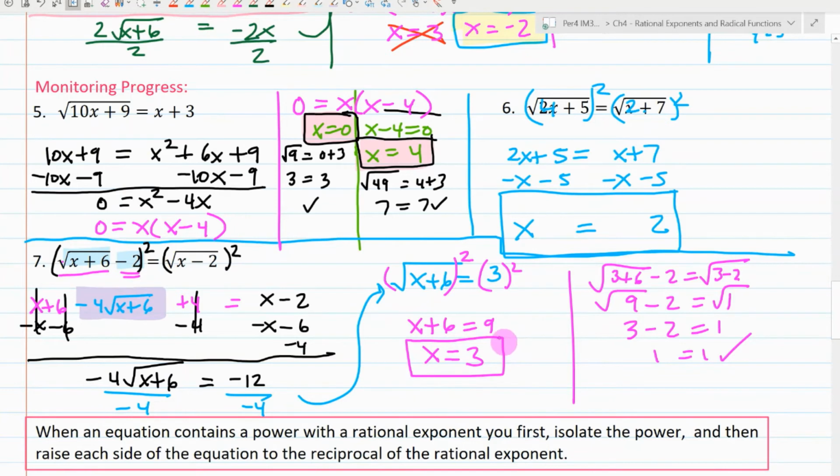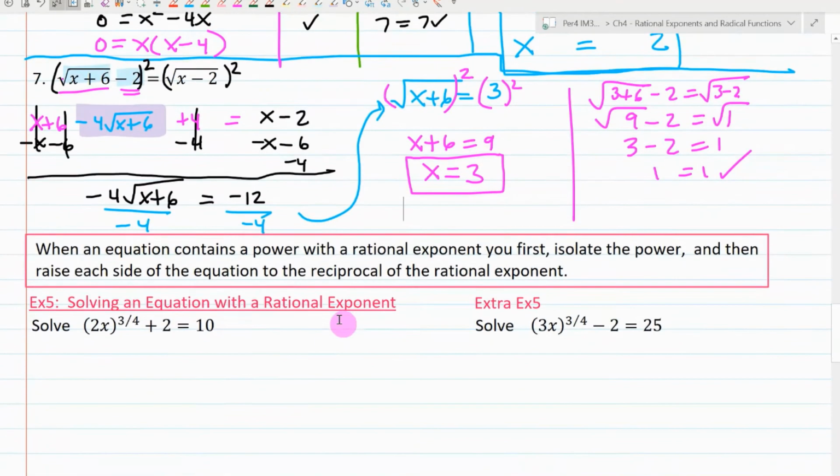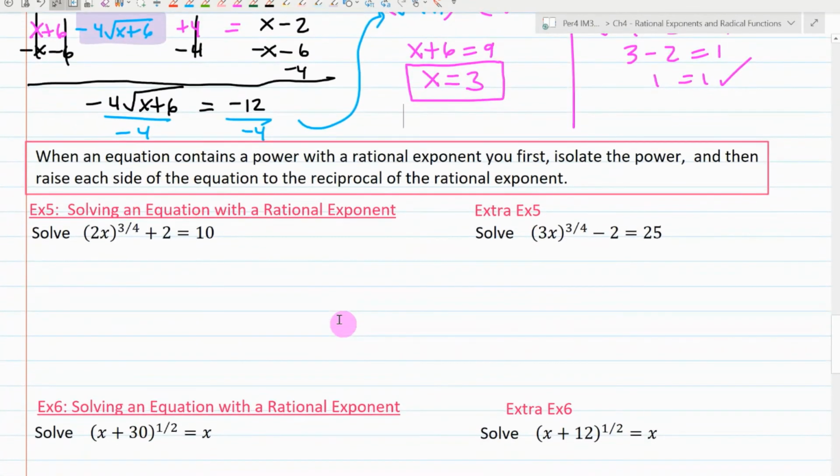And I know this is a long section. We'll probably split it up into 3 different parts when we do this in class. But that's it for that example. And we'll do example 5 in a little bit. All right, let's go ahead and go on to example 5.